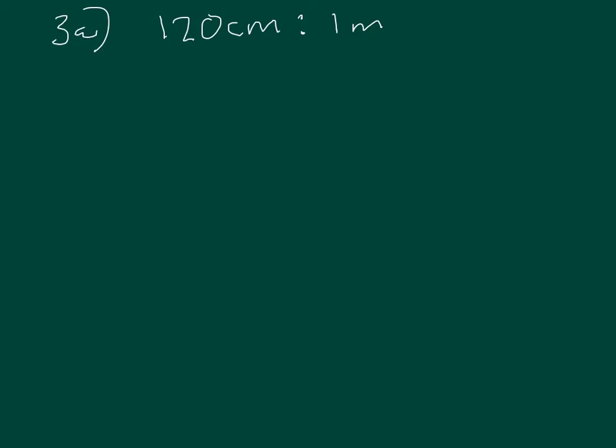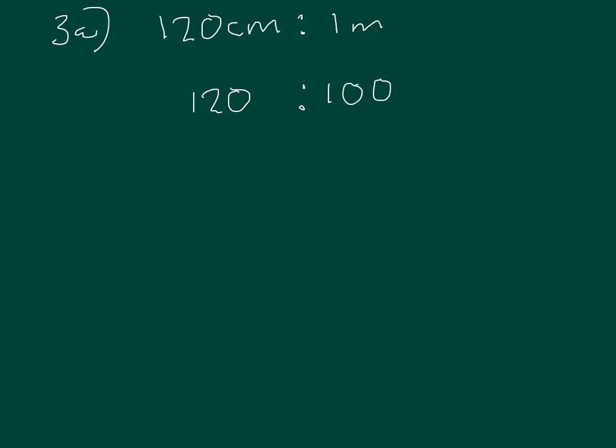Question 3 asks us to simplify questions involving ratios of units. First of all, the first thing we need to do is convert our units into the same thing. Now there are 100 centimetres in a metre, so the first thing that we need to do is convert everything into centimetres. So 120 is already in centimetres, 1 metre is 100 centimetres.